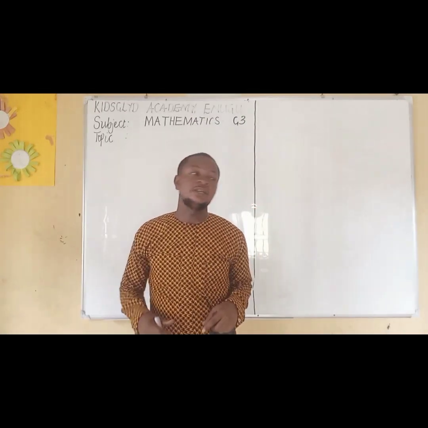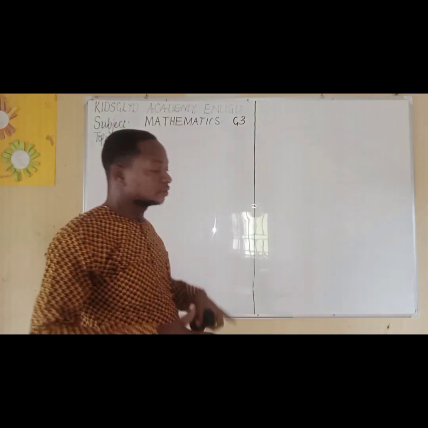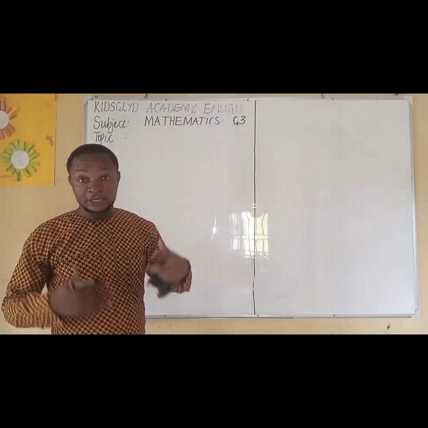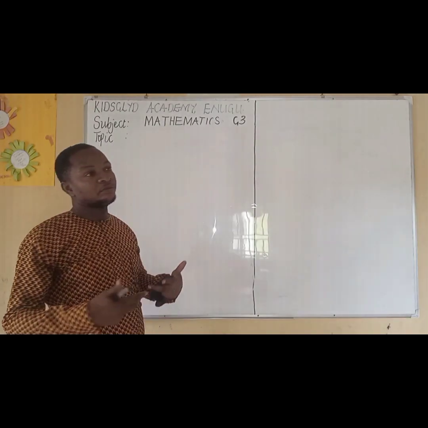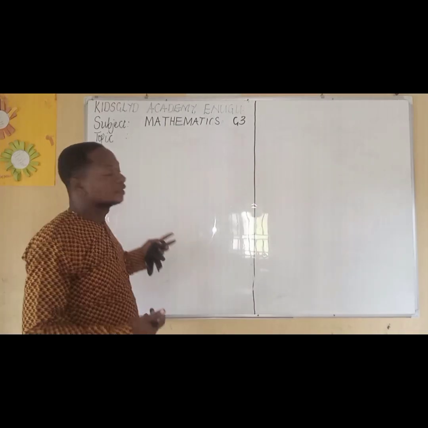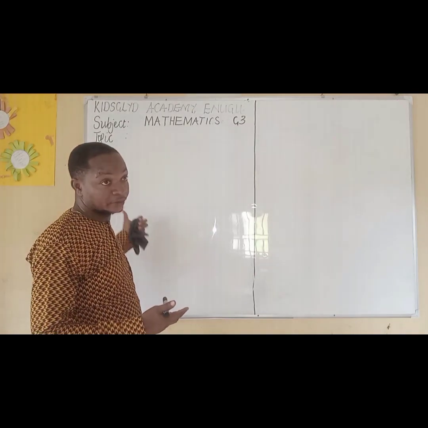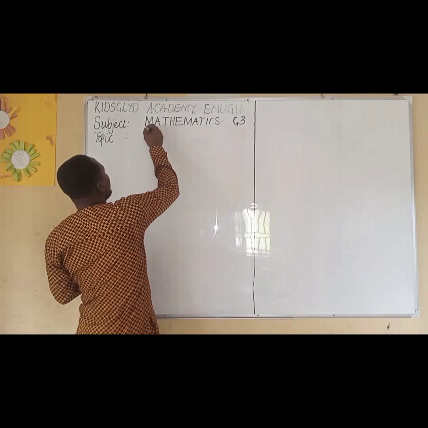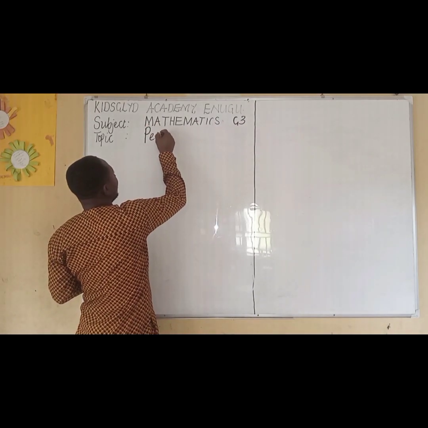I am Mr. Michael, a mathematics teacher. Last time we talked about the area of a shape. We were supposed to talk about area and perimeter, but since we discussed area last time, today we are looking at the perimeter of a shape.